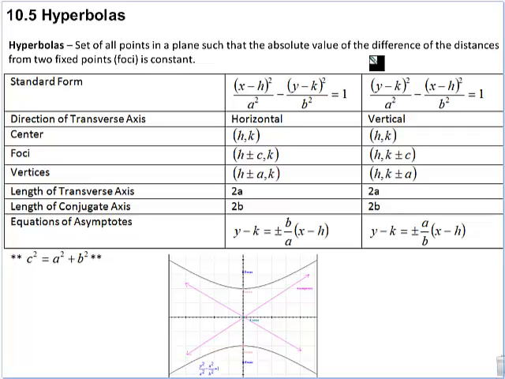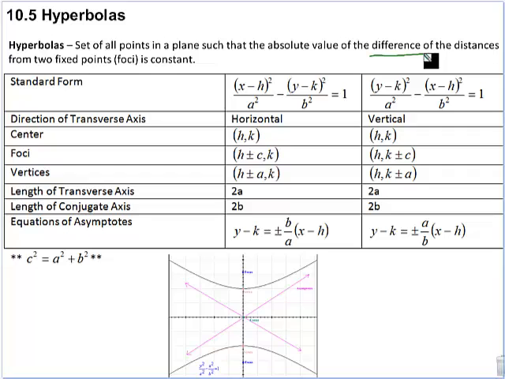So a hyperbola. The definition of a hyperbola is the set of all points in a plane such that the absolute value of the difference of their distances from two fixed points is constant. The difference between a hyperbola and an ellipse is that an ellipse talked about the sum of the two distances being constant. Here with hyperbolas, it's the difference of the distances that is constant.